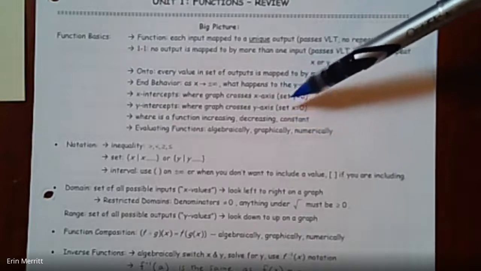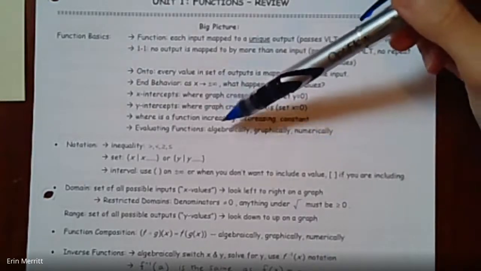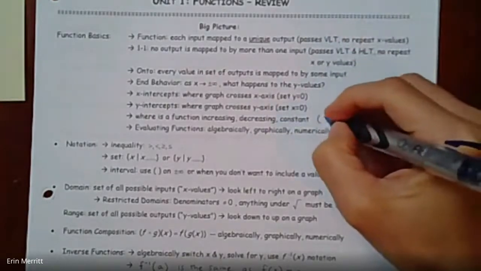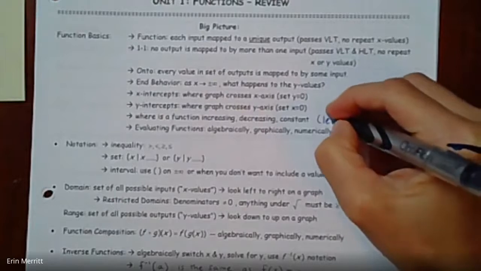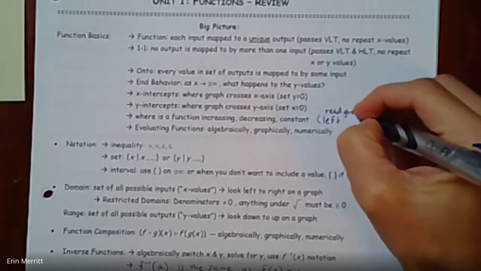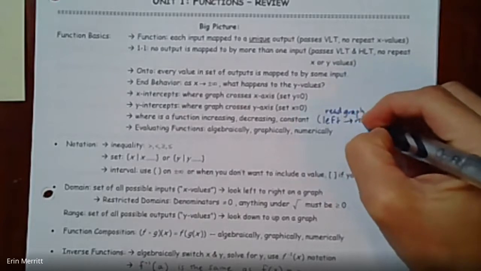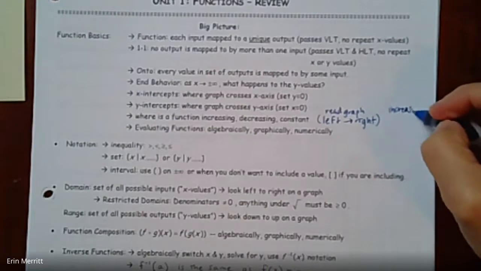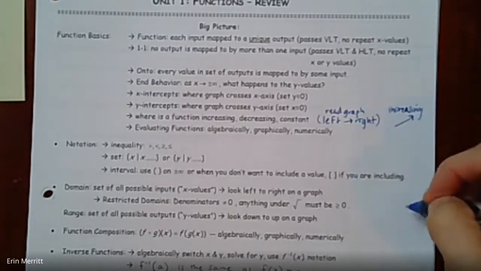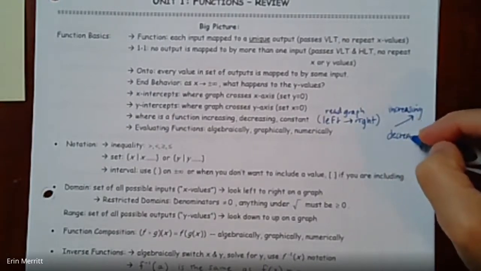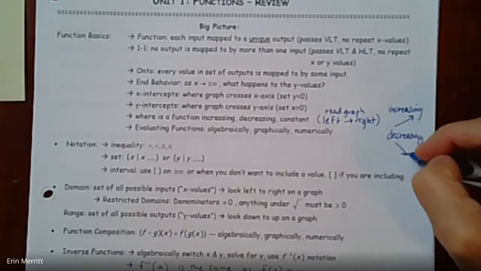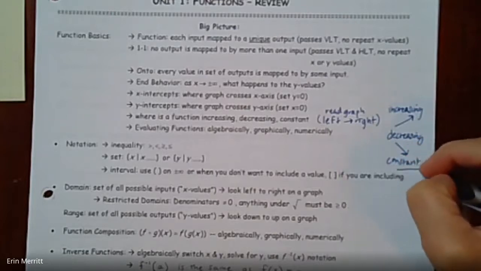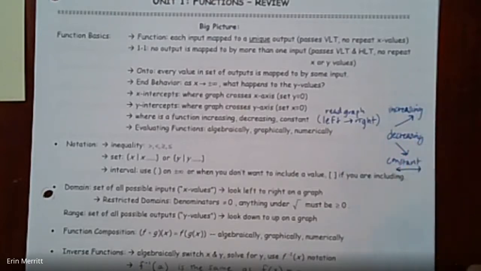X-intercepts, y-intercepts should be pretty straightforward. Where the function is increasing, decreasing, or constant, right? The key with this is you have to read the graph from left to right, so that if it's increasing, it should be going up as you go to the right. If it's decreasing, it should be going down as you go to the right. And then if it's constant, it's going to be a flat horizontal line. All right, that's what you're looking at there.